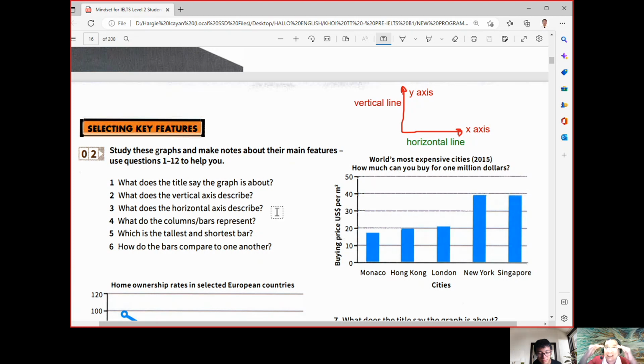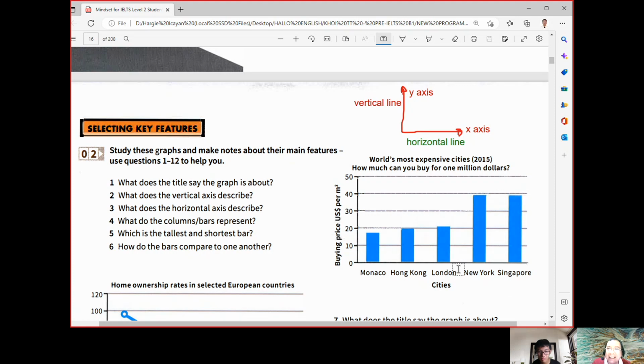Now, the title, most of the time, can be found on the top of the graph. Remember that, Khoi? But there are also graphs where the title can be found at the bottom part. So if you happen to see graphs, make sure to scan the title directly. After scanning the title, scan the data.